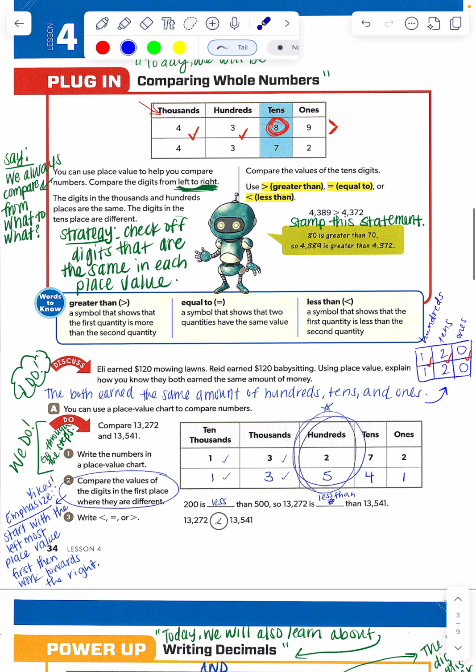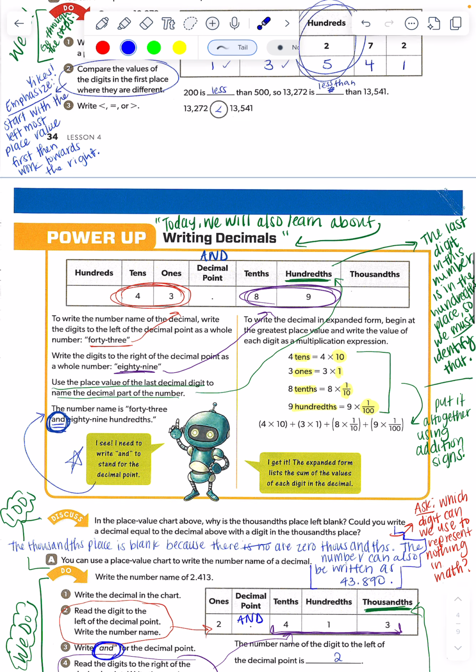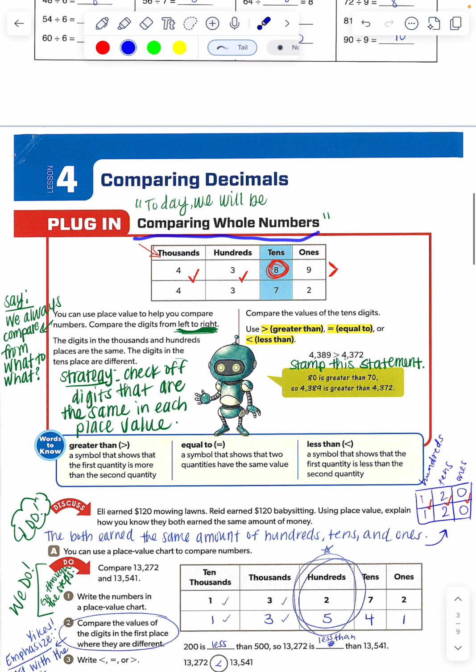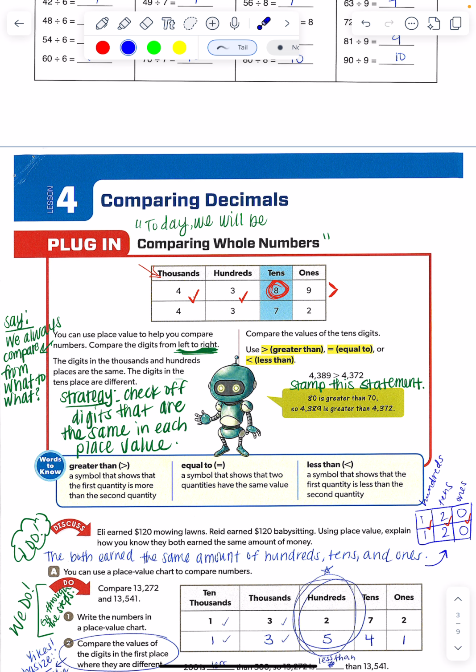Okay, so for today's lesson, it's a 2-for-1 special. The first part is dedicated to comparing whole numbers, and then the second part is dedicated to writing decimals. In order to compare whole numbers accurately, it's important for students to remember that they are comparing place values from left to right. I would literally ask students after you say that, we are comparing from what to what, and let them say left to right out loud, okay?